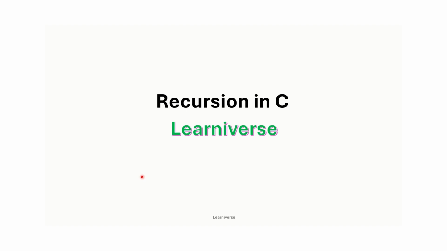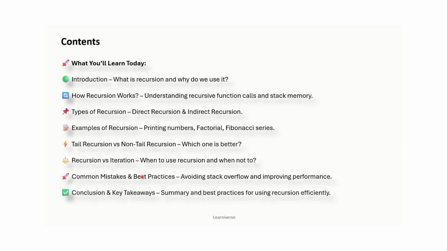Today's topic is recursion in C programming. What we will learn today is what is recursion, why do we use it, how recursion works, types of recursion, examples of recursion, and what is the difference between tail recursion and non-tail recursion, and also comparison between recursion versus iteration, some common mistakes that we need to avoid, and the best practices that we need to follow, and at the end summary and best practices for using recursion efficiently. So let's jump right in.